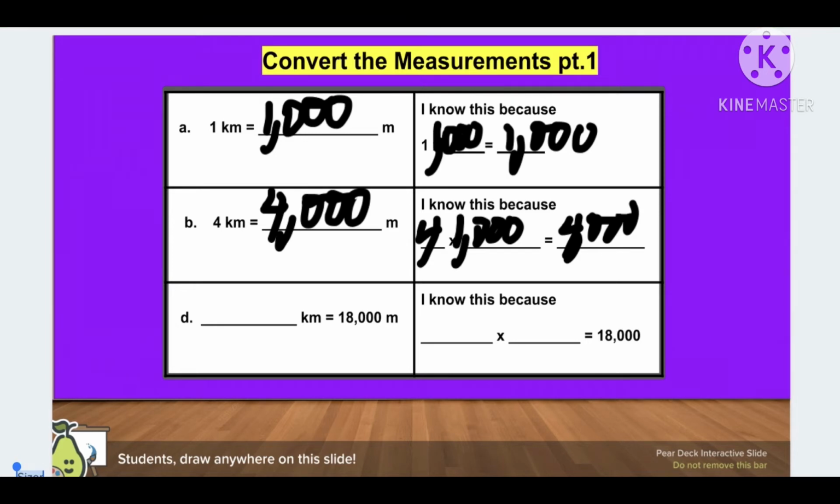I know that 1 kilometer equals 1,000 meters. So I know that I'm going to be multiplying in order to figure out how many kilometers are in 18,000 meters. I know that I'm multiplying a number by 1,000. Let's think for a second. Blank times 1,000 equals 18,000. Is there a number that when we multiply it by 1,000, I get 18,000?